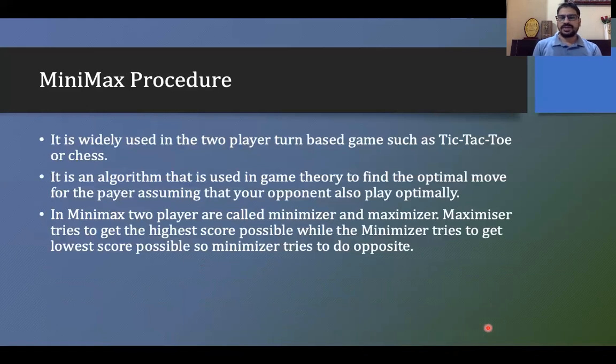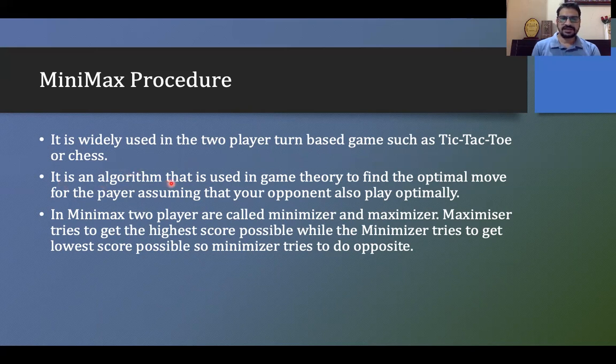Let's go to the Minimax procedure, which is based on adversarial search. It is widely used in two-player turn-based games like tic-tac-toe or chess, where two players play, and if one player has chosen their move, then another player can do the same thing. In that way, one by one, on a turn basis, players play their game or make their moves.